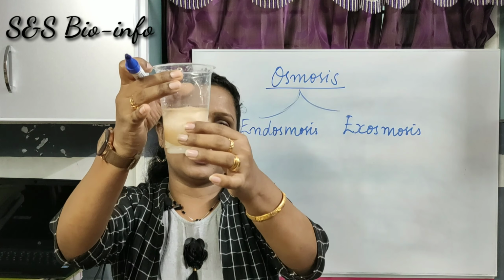Then, osmosis is a special type of diffusion. That means it obeys the rule of diffusion, that is, movement of particles from the region of higher concentration to the region of lower concentration. The movement of water across the semi-permeable membrane depends upon the concentration of the solution, that means the amount of solute present in the medium. So that is called tonicity. Do you know what tonicity is? Tonicity is the ability of a solution to cause a cell to gain or lose water.